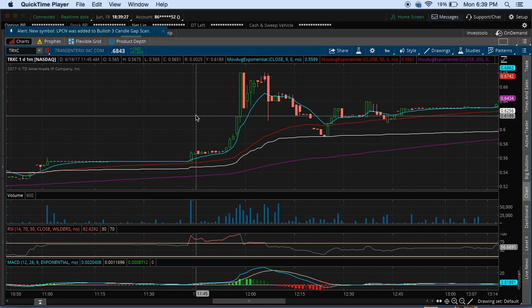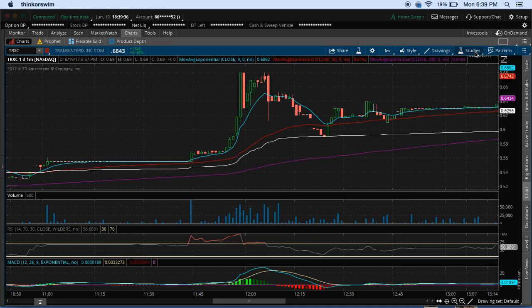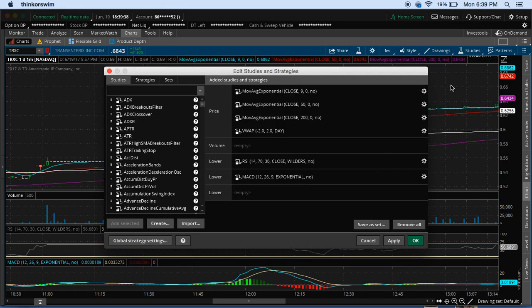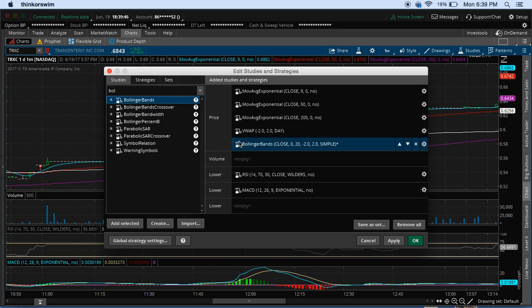So if you use TD Ameritrade Thinkorswim, I'm going to show you exactly how you can set up your screen, or set up your Bollinger Bands. You want to go over to Edit Studies, kind of similar to putting on the VWAP. But you're going to go up here into your search bar, type in Bollinger Bands, double click, and now you'll have it right here.